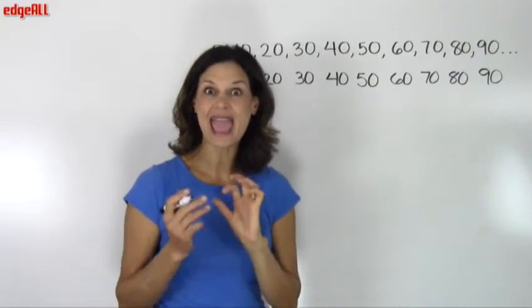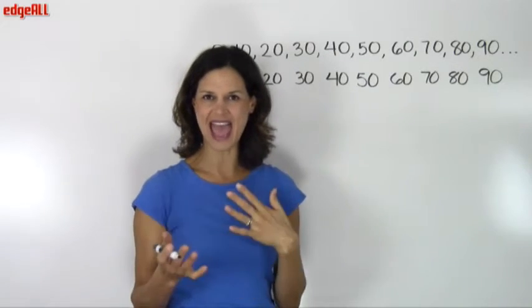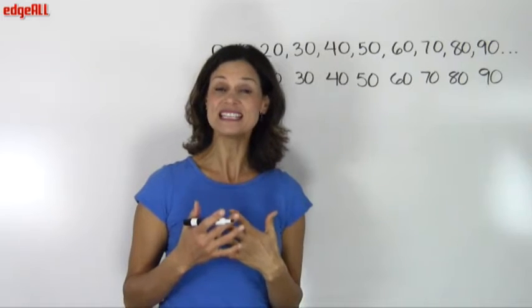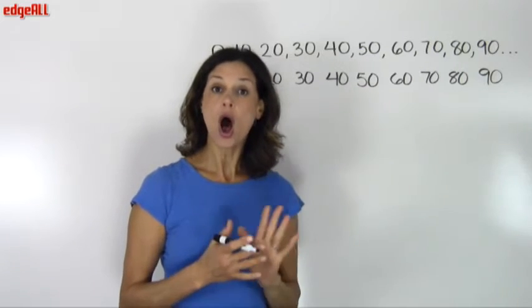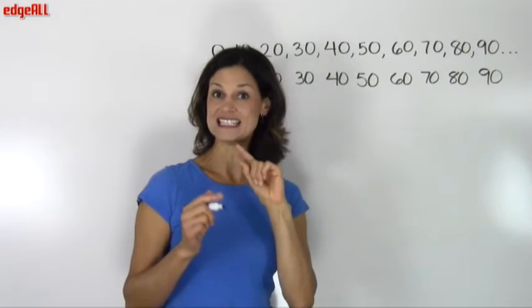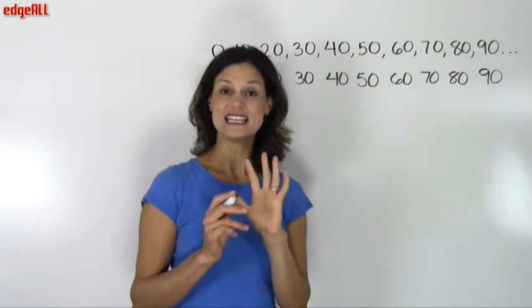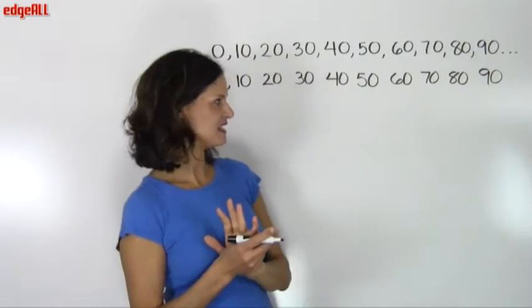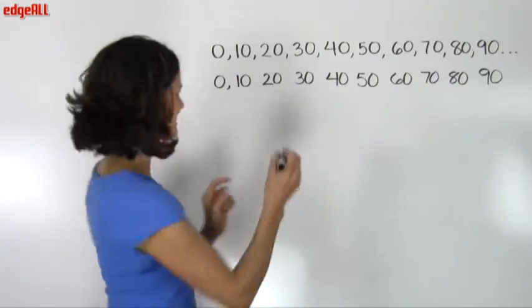So how do we add tens? How do we add two of these tens together? To add tens together, all we need to do is add the first digit, or the tens place value, together and add a 0 back to the end of the sum. So let's look at an example.